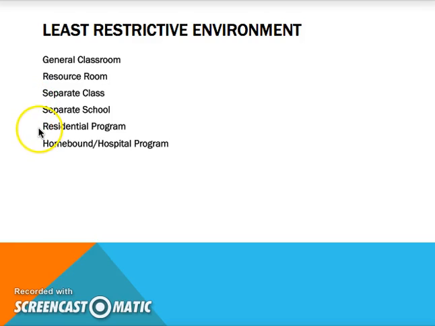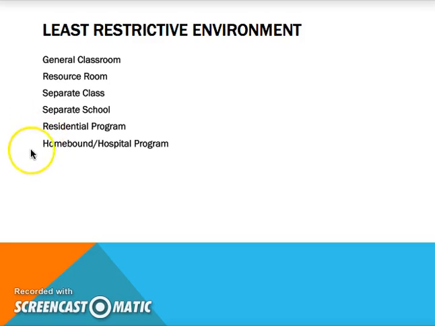After we move from separate schools, we're looking at residential programs. So these are programs where students actually live and are educated there. These are for students who have much more significant disabilities. There are some throughout the state of Georgia. Most residential programs that I've visited have been for students with behavioral disorders. So these are students who have significant behavioral problems. Typically in residential programs, students are not only receiving educational services, but counseling and treatment there as well.